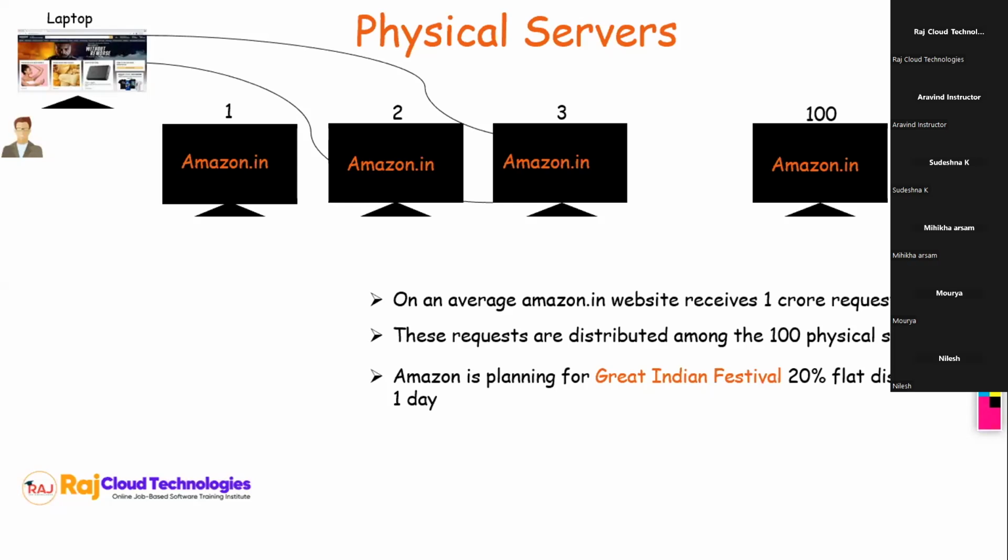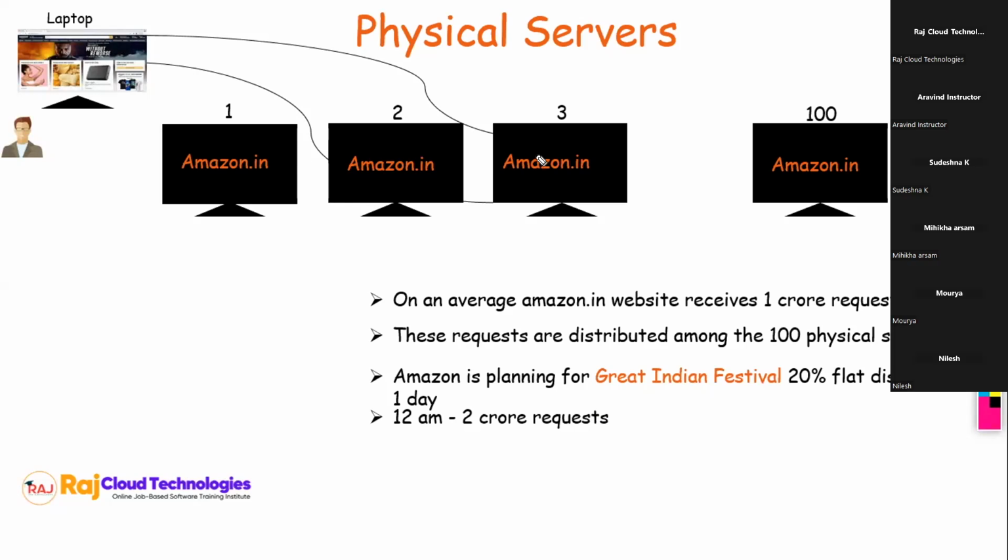Let's say the Great Indian Festival has started. It's night 12 a.m. Right at 12 a.m., around 2 crore people are browsing this website. Generally, all over the day there will be only 1 crore, but at 12 a.m., at the start of the Great Indian Festival, 2 crore people are accessing the website from their mobiles, laptops and computers. They're interested in purchasing some products.